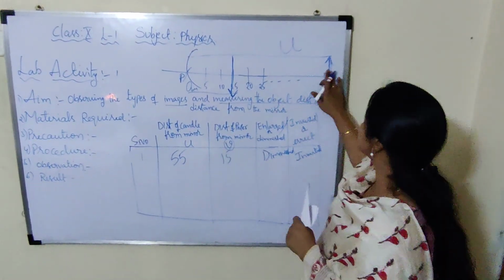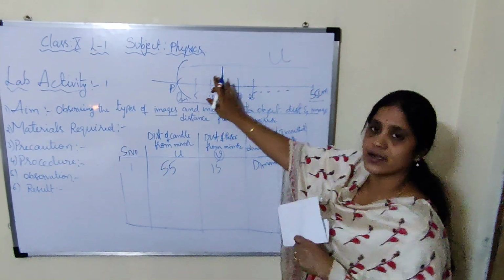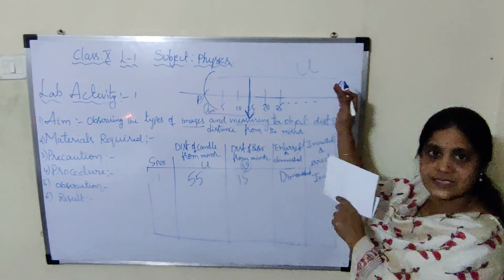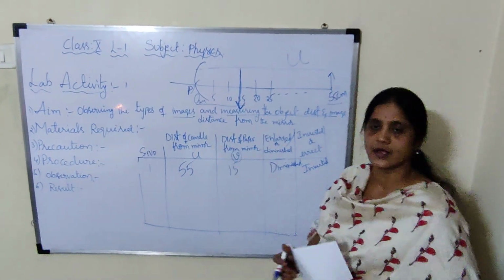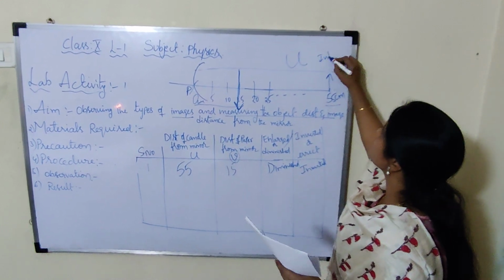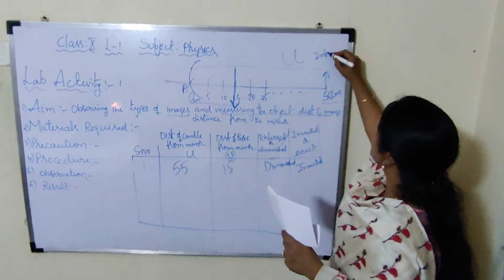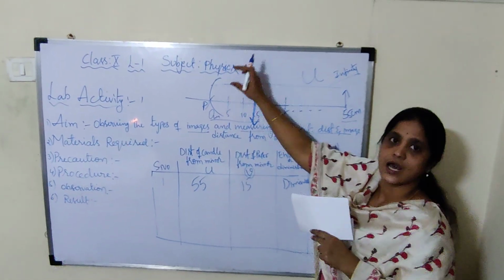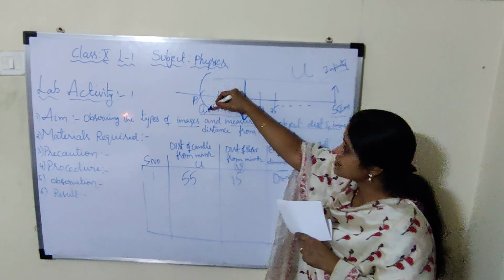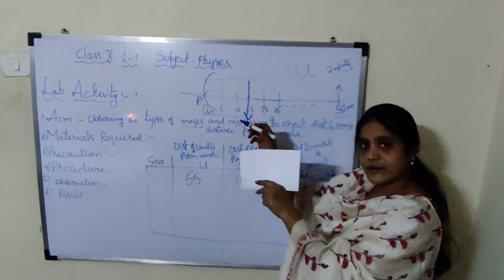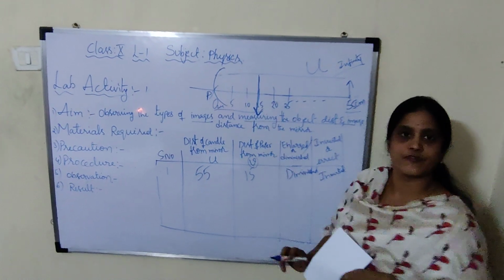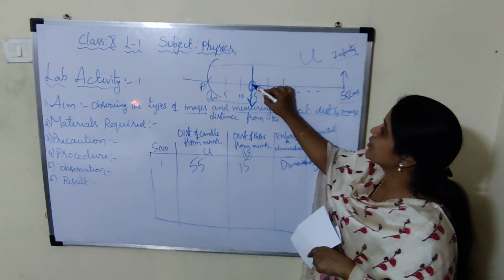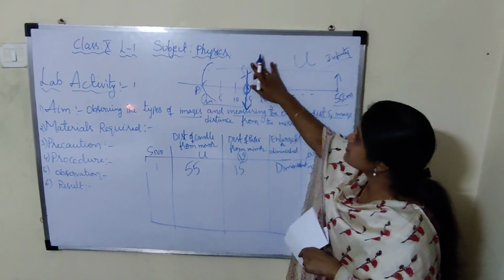We will place this candle beyond C. Here at a distance of 55 centimeters means we place this candle far from the mirror. So that will be taken as infinity for this mirror only. Infinity means we get a parallel beam of light rays. When the parallel beam of light rays is incident on this concave mirror, the reflected rays will meet at the focus. So here we got the image at a distance of 15 centimeters. Then this distance is the focus point.